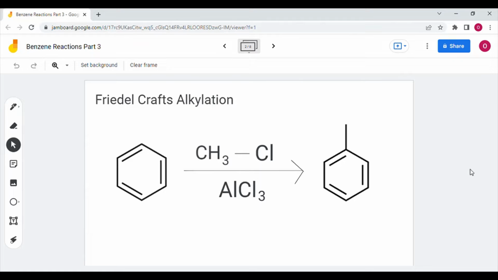So if we react a benzene with some kind of alkane chain with a chloride or bromide at the end and react it with AlCl3, or AlBr3 if we're using bromide instead, then what ends up happening is that this methyl or this alkane chain is going to be directly substituted on the benzene as shown.